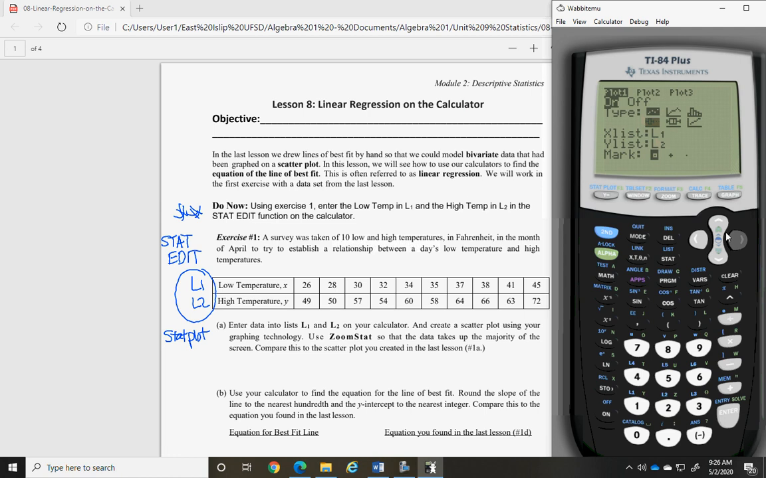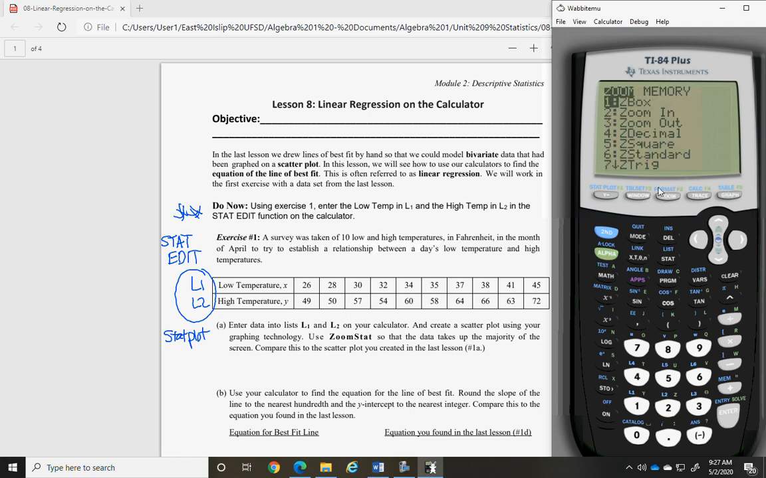So remember, to scroll through the type, you click your right or left arrow and get to this first one, which is a scatter plot. You can see that the points are scattered, and make sure that's highlighted. You can see that the X list says that we're using L1, the Y list says that we're using L2. I just leave the mark as is. And then if I actually want to see this graphed, remember, we don't just hit graph.